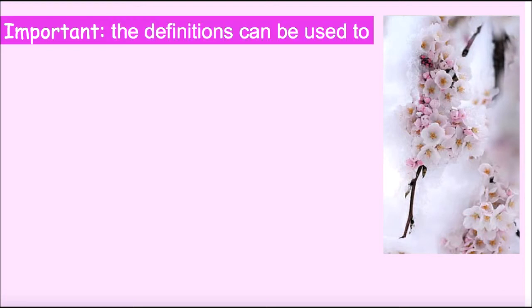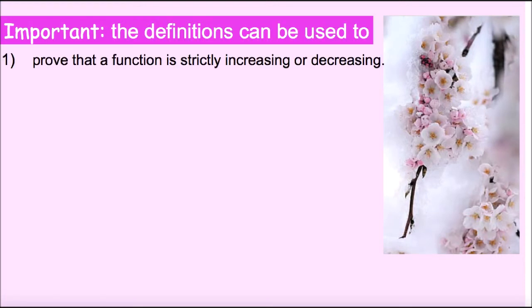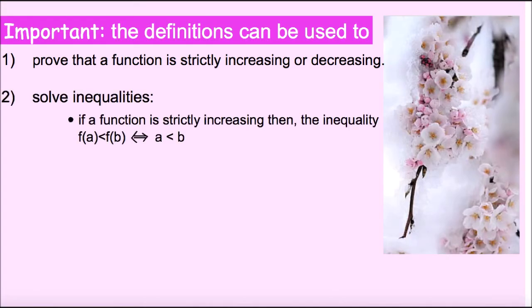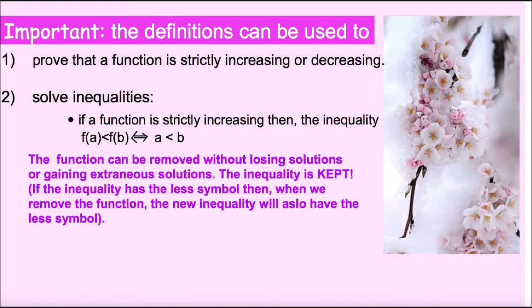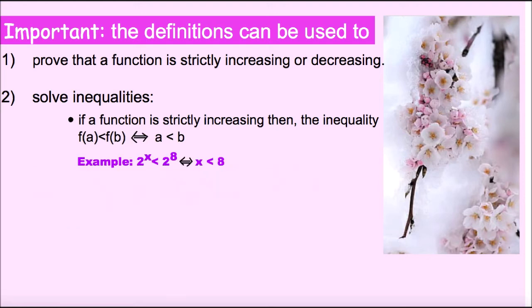Important: the definitions can be used to prove that a function is strictly increasing or decreasing, and to solve inequalities. For instance, if a function is strictly increasing, then the inequality f of a less than f of b is equivalent to a less than b. The function can be removed without losing solutions or gaining extraneous solutions. The inequality is kept. If the inequality has the less symbol, then when we remove the function, the new inequality will also have the less symbol.